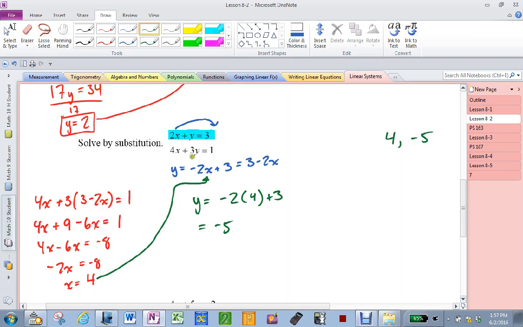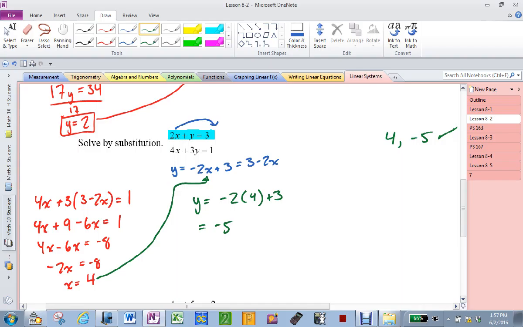Do we know it works with the blue one? Yup, because that's one we just used. So which is the one we have to check? This one, correct? What's 4 times 4? 16. What's 3 times negative 5? Negative 15. What's 16 minus 15? 1. So are we correct? Is everybody good?